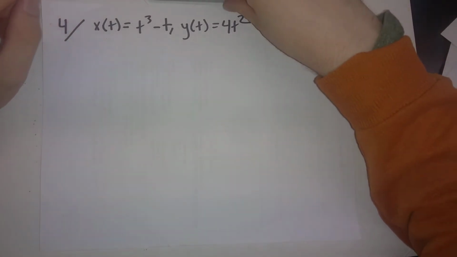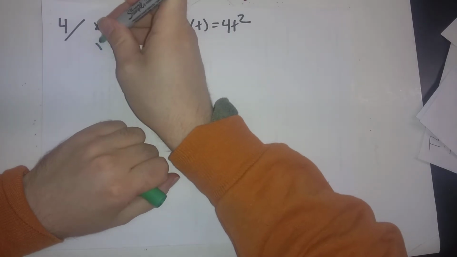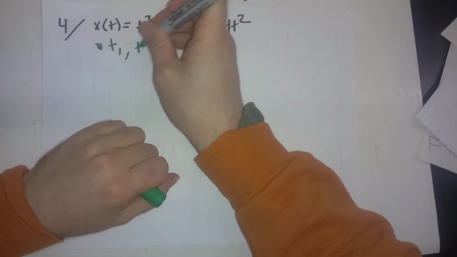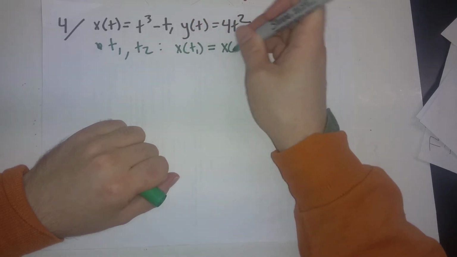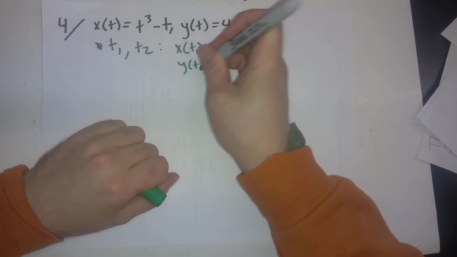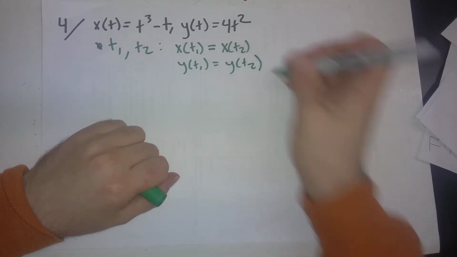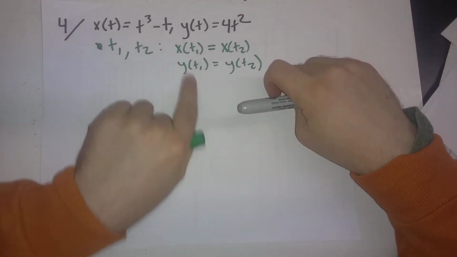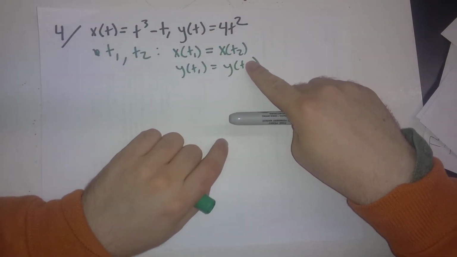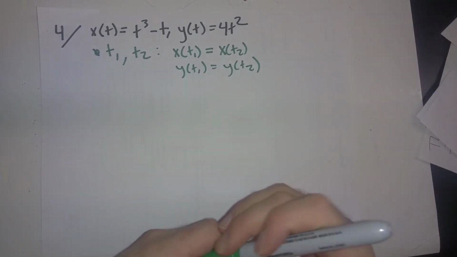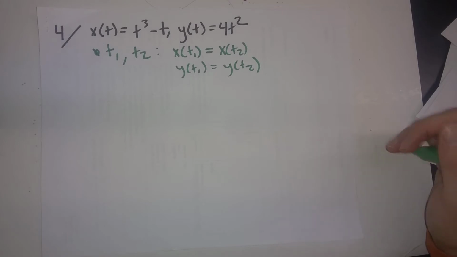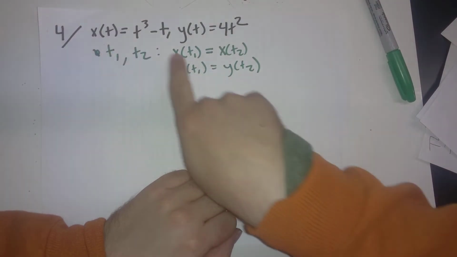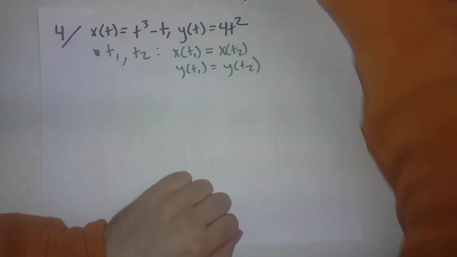Well, it intersects itself when there's two different t values. Let's call them t1 and t2, where we have x of t1 is equal to x of t2, and y of t1 is equal to y of t2. At these two different times, the x coordinates and y coordinates are exactly the same. We're thinking of a particle moving along the curve, and the particle is in the exact same place at two different times. So let's plug in t1 and t2 into here.